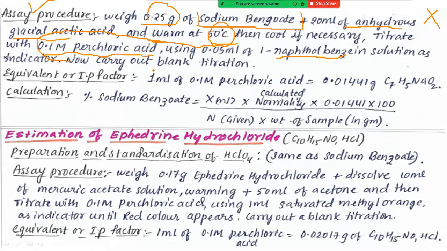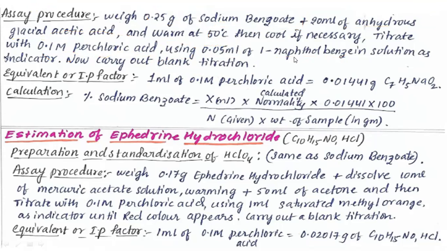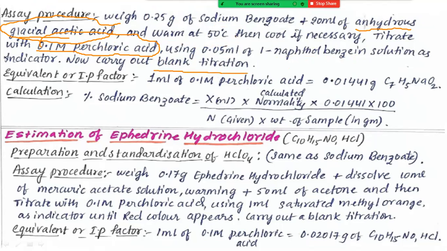And here the important thing is that we need to perform a blank titration. This is very much important. Why? Because in this procedure we use other reagents, for example anhydrous glacial acetic acid, which is a solvent. Sometimes it might have impurities. Perchloric acid is also a secondary standard solution and it may have impurities. Due to the presence of impurities, we can get wrong values. That's why we need to perform a blank titration.